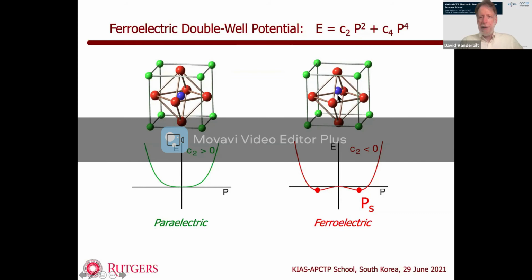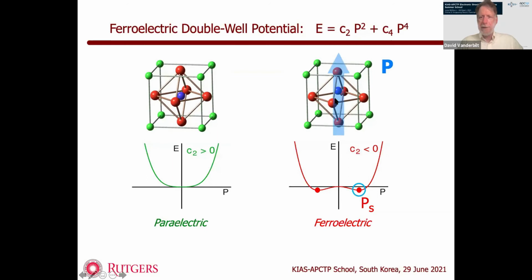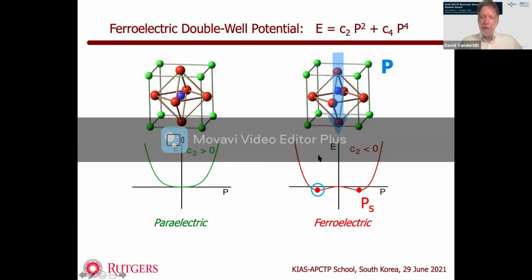But if it happens that the energy is lower when the titanium is displaced, here it's displaced upwards, so the polarization is in the positive direction. It could be displaced the other way. I didn't move the atom down in my drawing, but imagine that the atom is going down instead of up. Then you have the other value of polarization, so you have this double well.